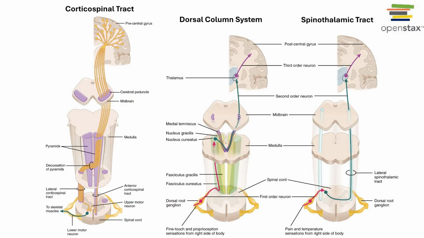Now let's tie it all together. Ascending tracts carry sensory information from receptors to the brain using first, second, and third-order neurons. Descending tracts carry motor commands from the brain to muscles using upper and lower motor neurons. Together, they create a continuous feedback loop, sensation in, movement out, that allows you to react, move, and interact with your environment smoothly and effectively.